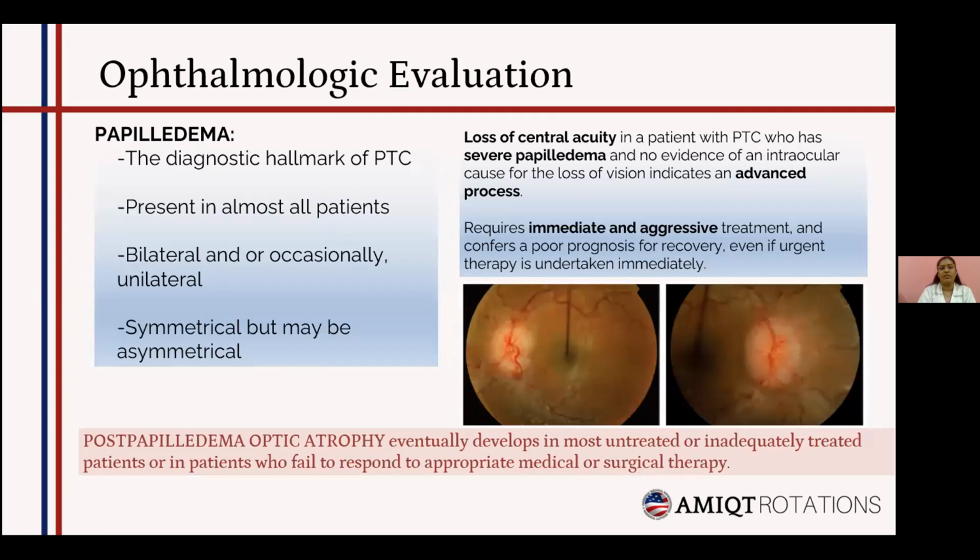Coming to the ophthalmological evaluation, this plays a vital role in the diagnosis and management of these patients. Papilledema is a diagnostic hallmark of pseudotumor cerebri, and it's present in almost all patients. And in any case, if we see there is a loss of central acuity and severe papilledema, these patients require immediate and aggressive treatment. If not taken aggressively, these patients are at risk of losing their vision permanently.